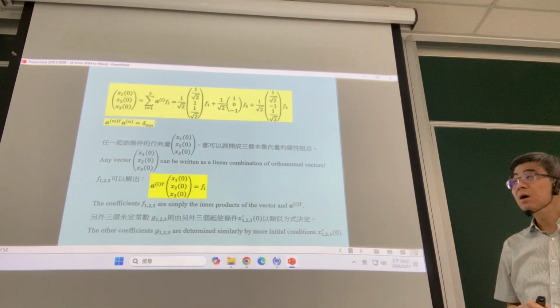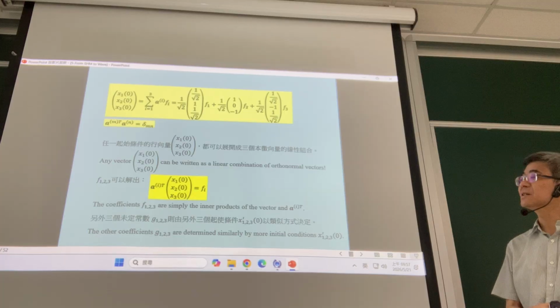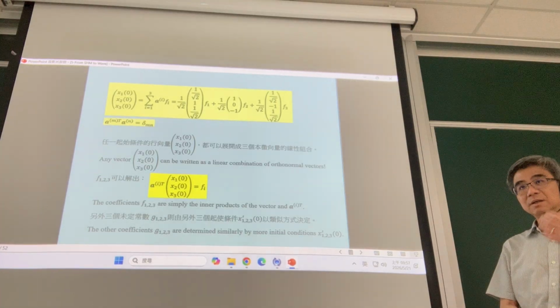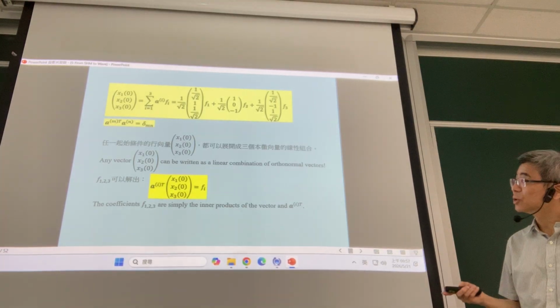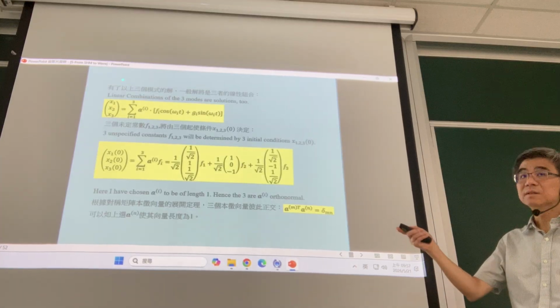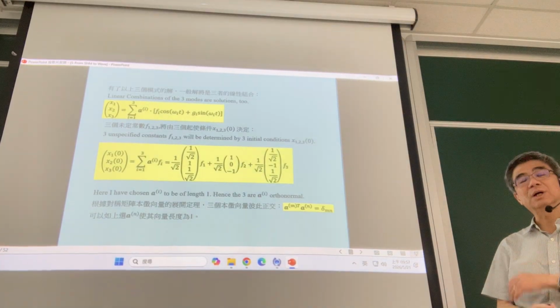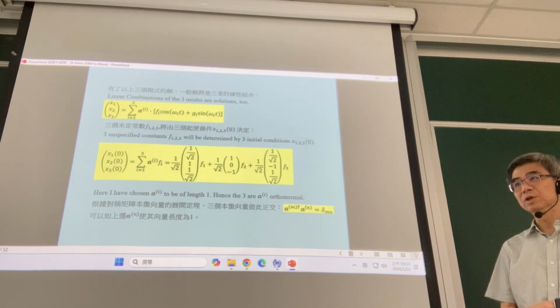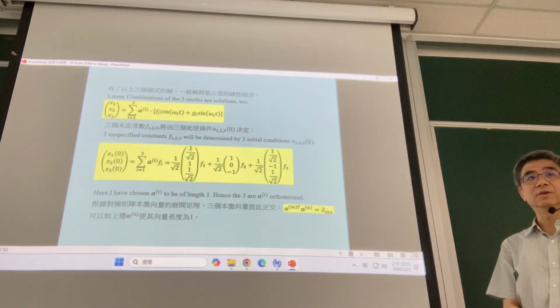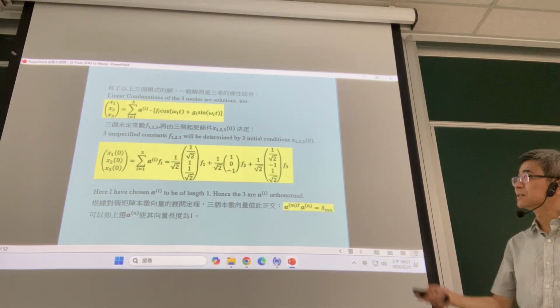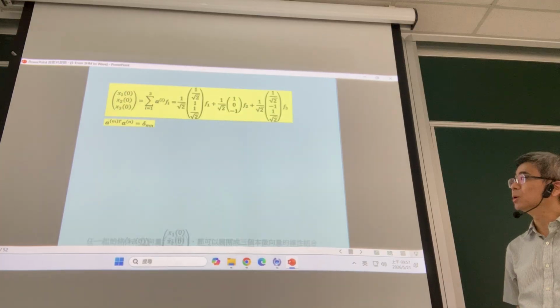Therefore, with all the constants determined, the general solution satisfies both the initial condition and the differential equation. So we got everything solved. Okay, so that's the general procedure of what we will do.